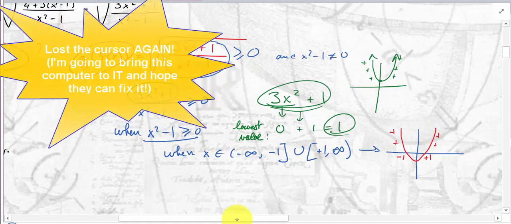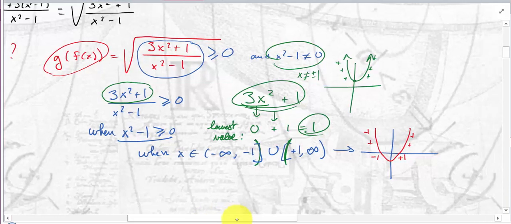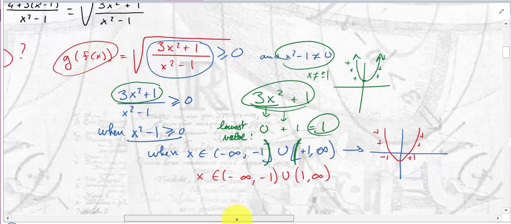Okay, all right, now let's not forget that x squared minus 1 cannot be 0, therefore these brackets are going to be replaced by parentheses, right? Because x cannot be plus or minus 1. So the domain right here for g of f of x is negative infinity to negative 1, union 1 to infinity.